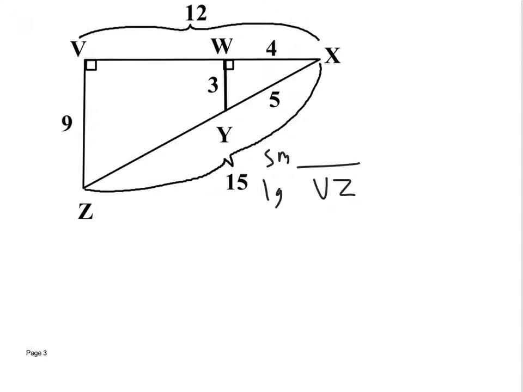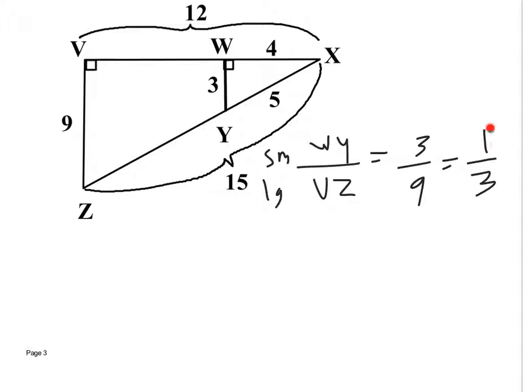What side goes with VZ of the small one? WY. All right. WY is 3, VZ is 9. What does that reduce to? 1/3. So every measure should be 1/3.